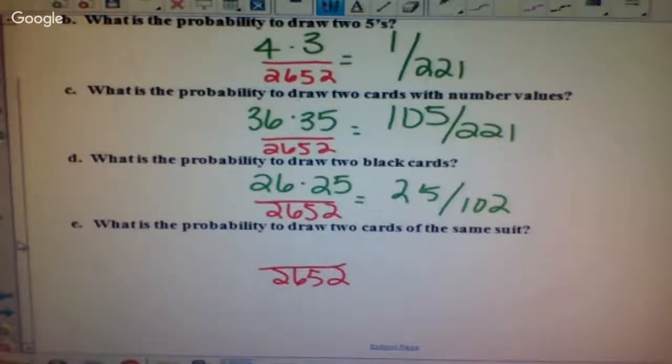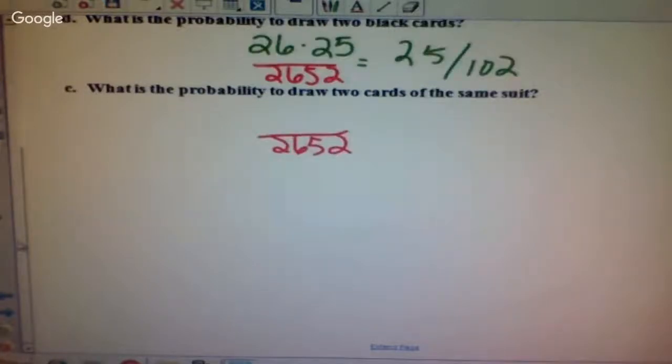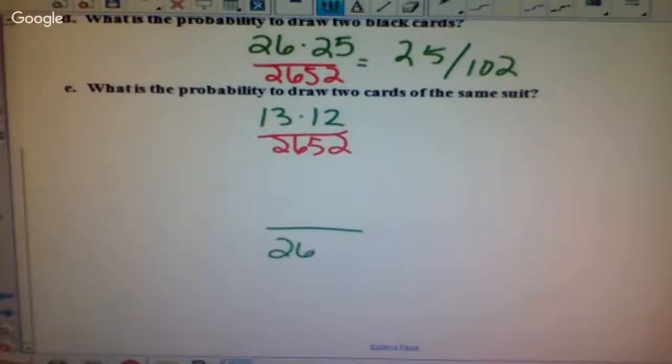Okay, what's the probability that I draw 2 cards of the same suit? It would be 52, 13 times 12. Alexis, what did you say? 13. Okay, so I'm going to take that into account. Tell me what you're going to say. I was going to say 52 and then 25, right? It's not 52 and 25. It's 52 and 12.